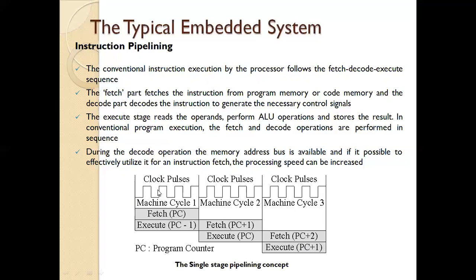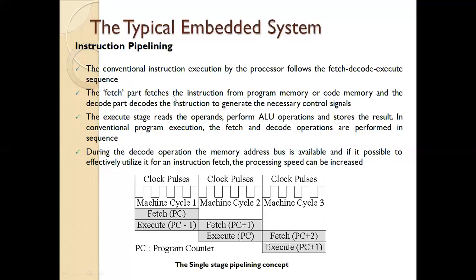In processors and controllers we always have clock pulses. Machine cycle 1: fetch PC. PC is the program counter. The program counter holds the address of the next instruction to be executed. Then execute PC minus 1. If you see this diagram, this is how the pipelining is done.